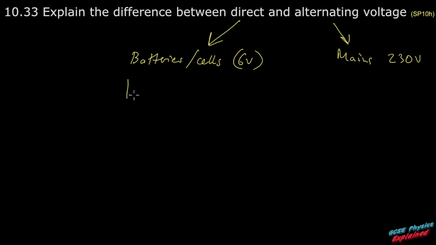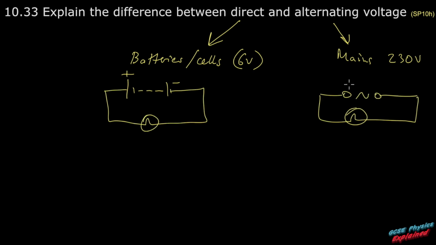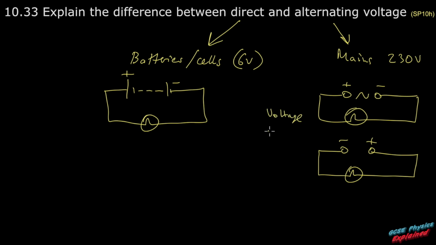Now with a battery, you've always got a positive side and a negative side. But with alternating current, one split second that would be positive and then that would be negative. And then in the next split second, that would be negative and that would be positive. Now in England, that change happens 50 times a second. However many times something happens per second, that's what we'll call the frequency. So in England, the frequency of the mains is 50 Hertz.